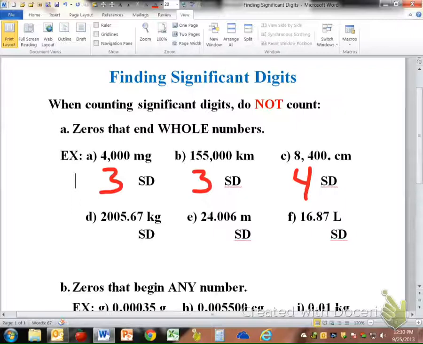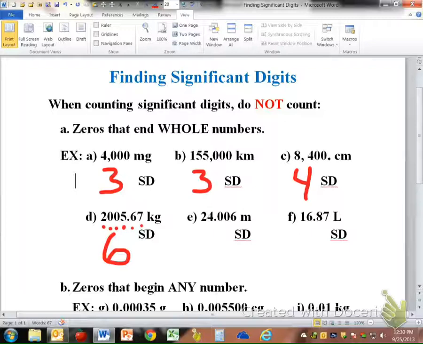Now if I look at D, I have zeros that don't meet the qualification. I know the 2 is right, I know those 2 zeros are right, and the 5 and the 6 and the 7 is the estimate. Since those zeros are between other numbers, they do not end a whole number, they all count. This gives me 6 significant digits for this measurement in D.